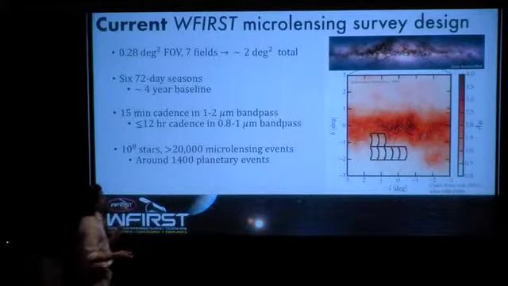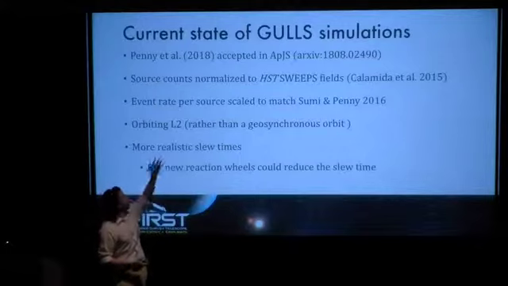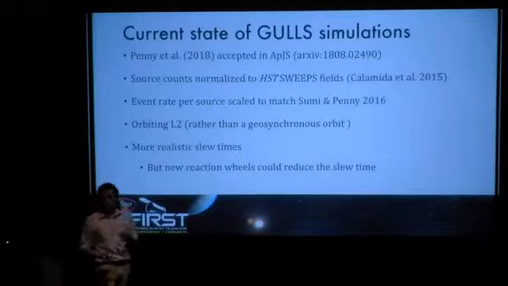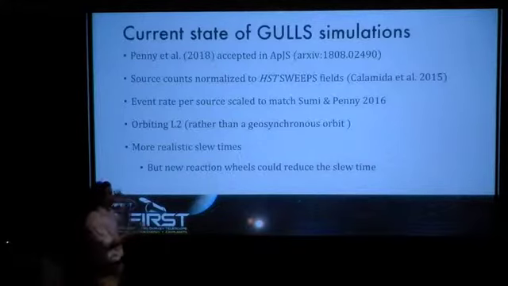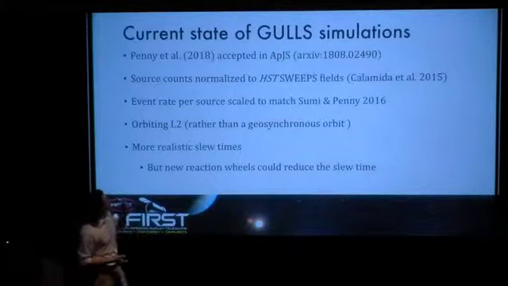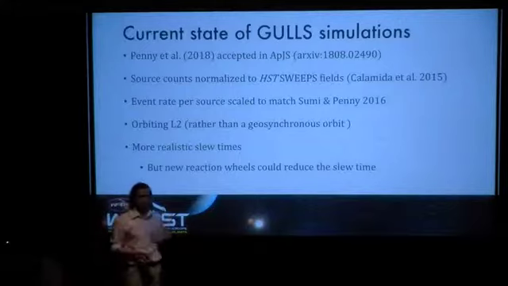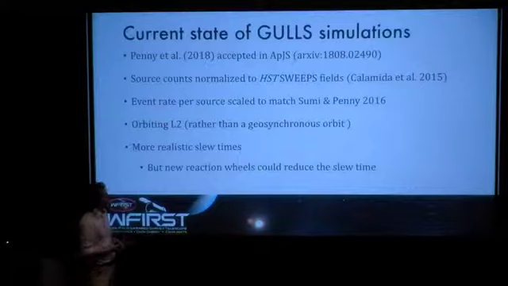But this is the current survey design, and it was a product of the simulations that Matthew Penny details in his 2018 paper that was recently accepted. The simulations are called GULLS. To give a quick update on those, which is much better detailed in the paper, the source count rates are being normalized, and the source count rates and the event rates per source are as up to date as possible. We should be integrating things from OGLE. That would be interesting, what we just saw.